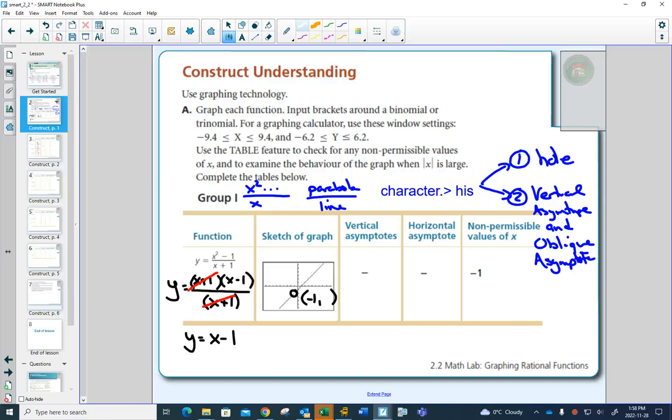Exactly where is this hole? Well, what would happen if you plugged in -1 into the simplified equation? You would get as a y value -2. Yes? A non-permissible value, you cannot divide by 0. What value of x would make you divide by 0? Minus 1.